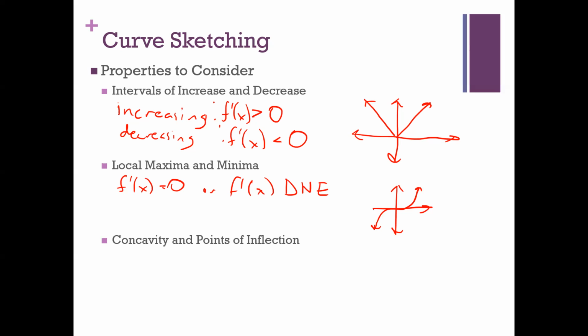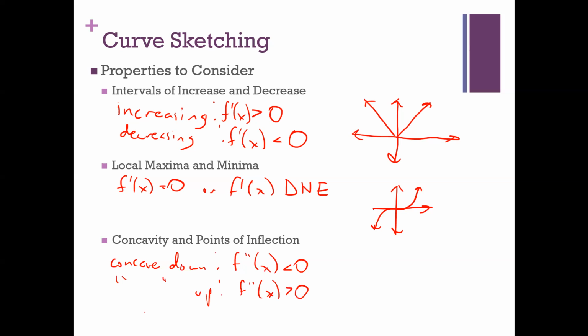How do I find concavity? That comes explicitly from the second derivative. If it's concave down, what's true about the second derivative? It's negative. And concave up, second derivative is positive.